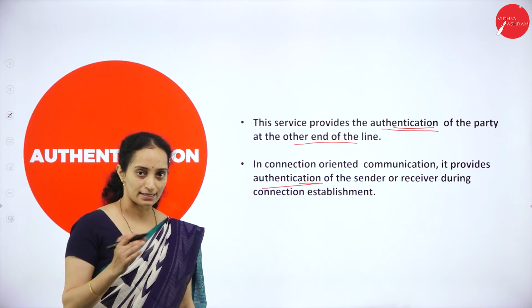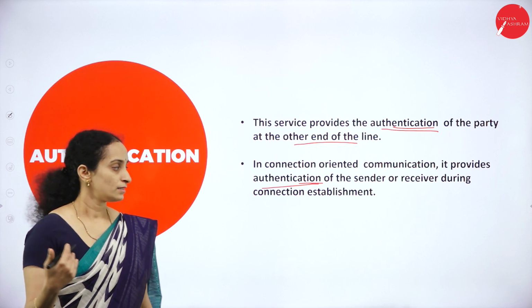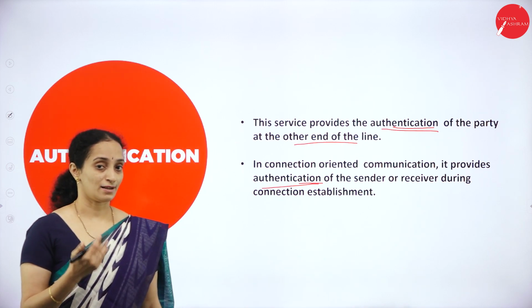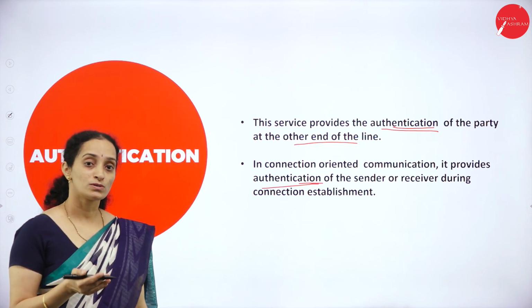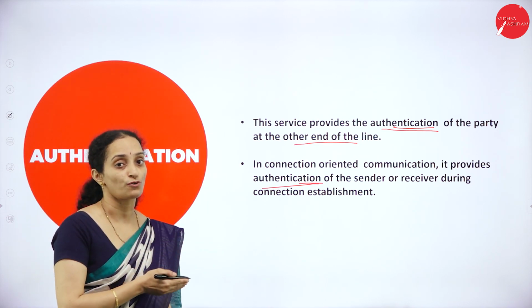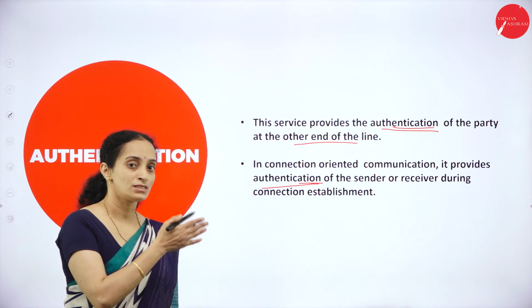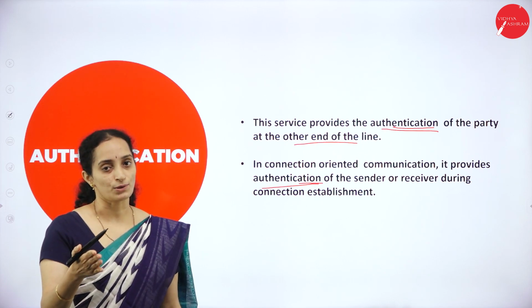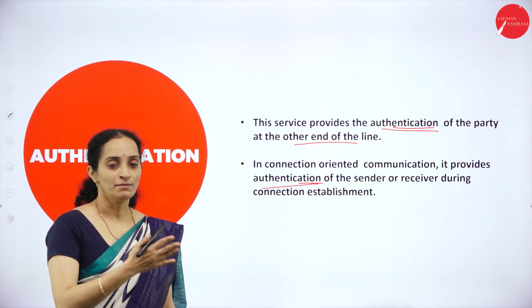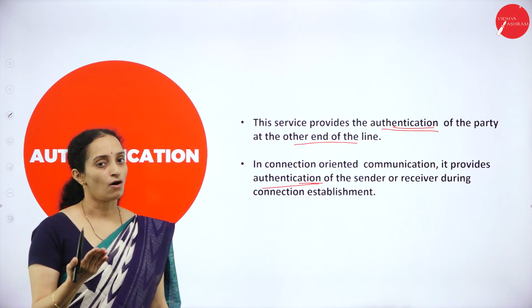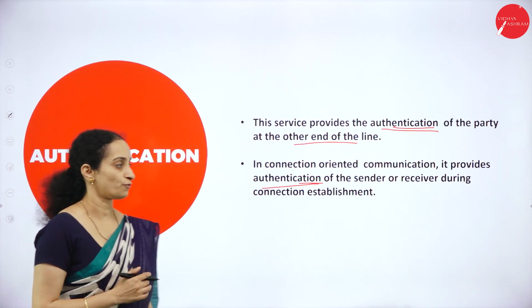Anyone can receive the data who is there at the receiver end. For connectionless communication, authentication is confirmed by providing the source of the data to the receiver. The receiver will know from which source the data has been communicated to him, so that he can confirm whether the data has been given by an authenticated sender or not. In connectionless, it provides the source of the data.